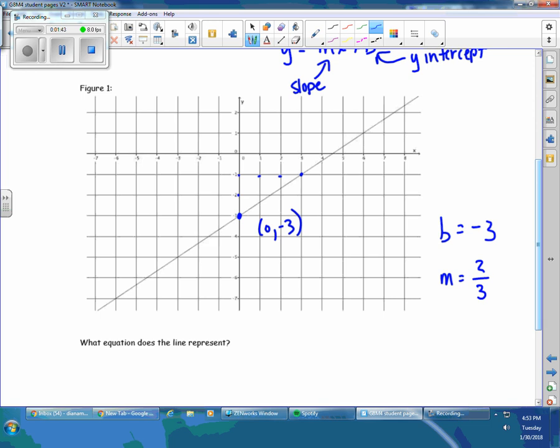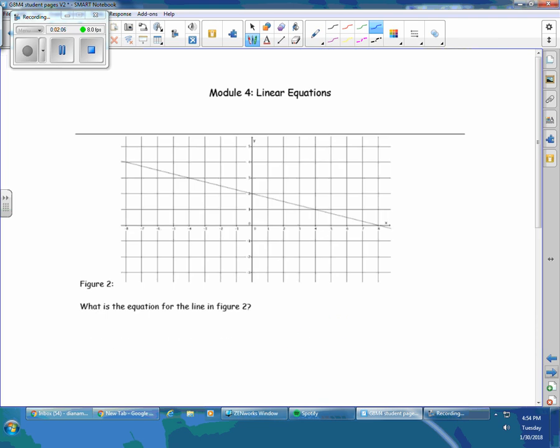Now I just plug in what I know into the equation. Y equals 2/3 x minus 3. That is my equation. And of course, I learned in previous lessons that every point on this line will make the equation true. And if a point is not on this line, then it won't make the equation true. Let's take a look at another example. What is the equation for the line in Figure 2? Again, identify your b. Where is this line crossing the y-axis? Identify another pair of integer coordinates and count your slope.